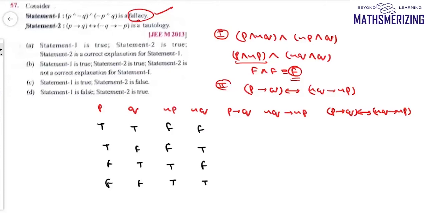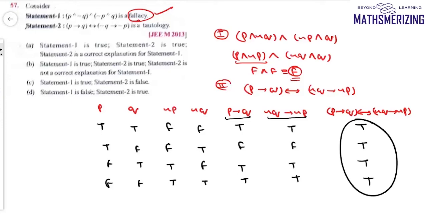Now P implies Q, true. Now true, false is false, and in all the other cases it is true. Now not Q implies not P. So false, it is true. True, false, it is false. False, true, true, true is true. Now P implies Q if and only if not Q implies not P. True, true, true, false, false, true, true, true is true, and true, true is true. So that means it is a tautology.